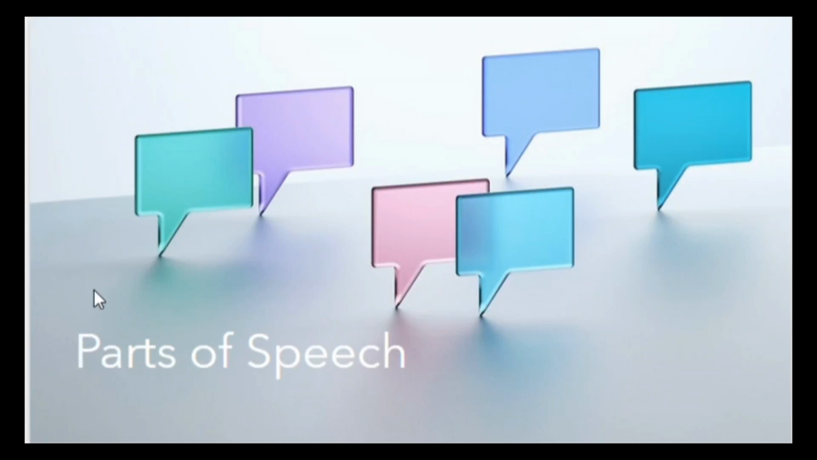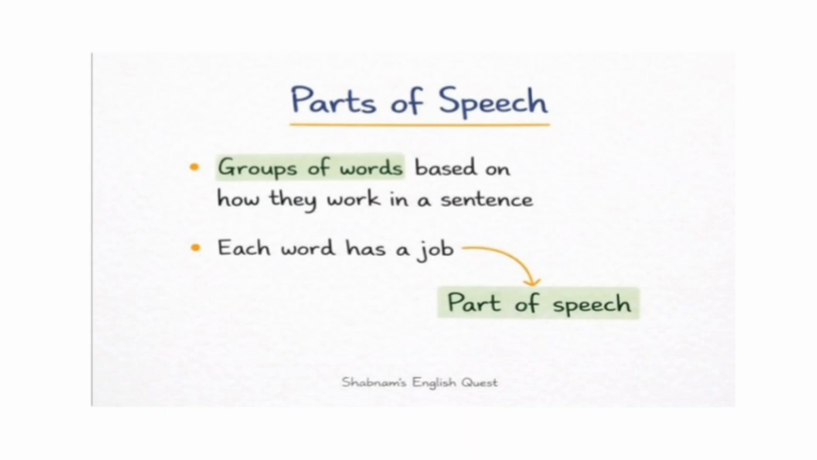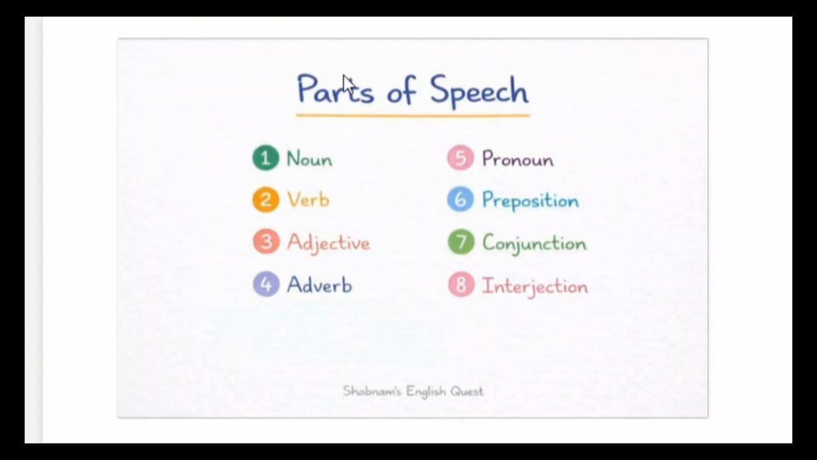Now, first, we need to understand what parts of speech actually are. Parts of speech are just groups of words. We put words into different groups based on the work they do in a sentence because every word has a job, and based on that job, we decide its part of speech. So, there are eight parts of speech: noun, verb, adjective, adverb, pronoun, preposition, conjunction, and interjection.